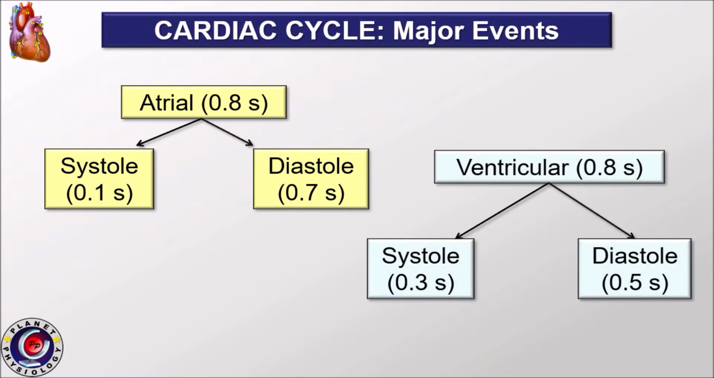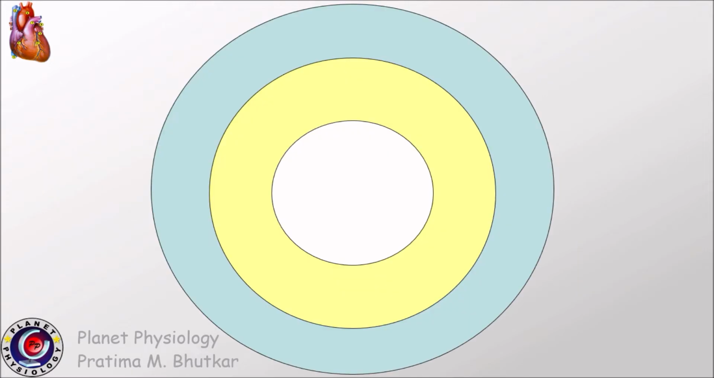Similarly, ventricular events will take place for 0.8 seconds. These are also divided into two: ventricular systole and ventricular diastole. Ventricular systole lasts for 0.3 seconds and ventricular diastole for 0.5 seconds. And during cardiac cycle, these events overlap each other. Now, let us understand these events with the help of diagram.